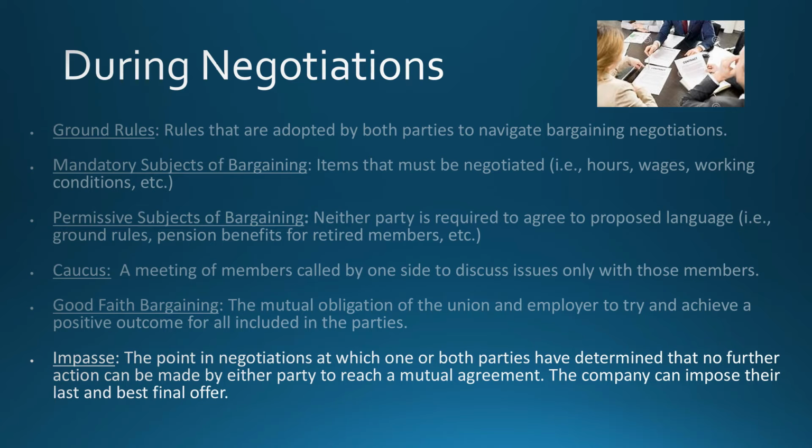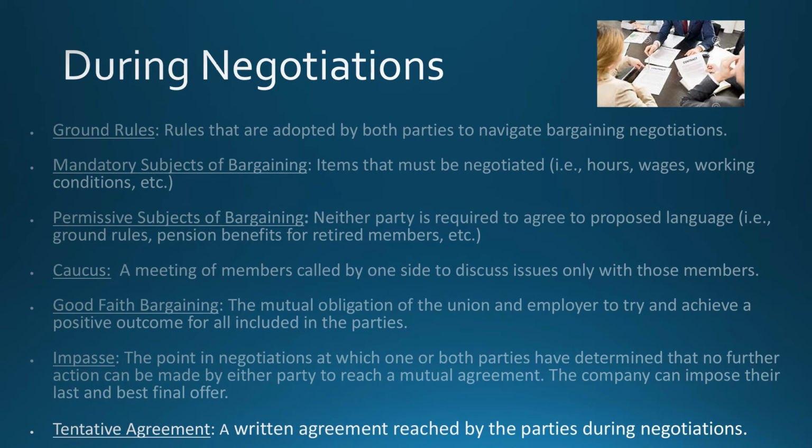Impasse. The point in negotiations at which one or both of the parties have determined that no further action can be made by either party to reach a mutual agreement. If this happens, the company can impose their last best and final offer. Tentative agreement. This is a written agreement reached by the parties during negotiations.